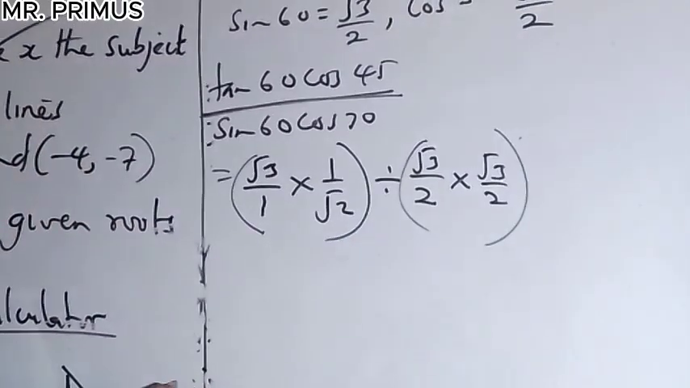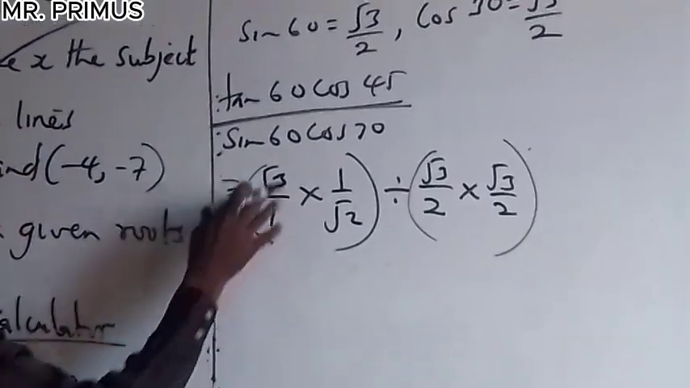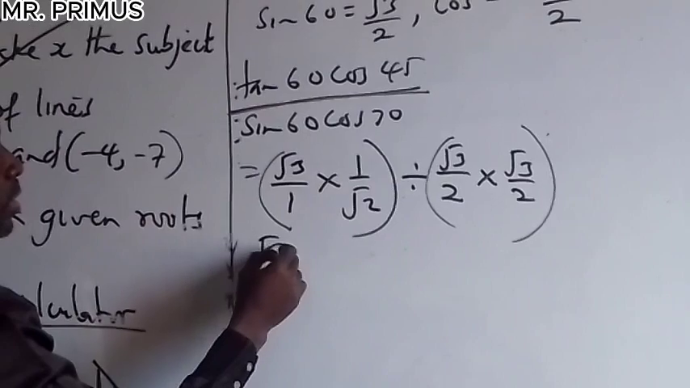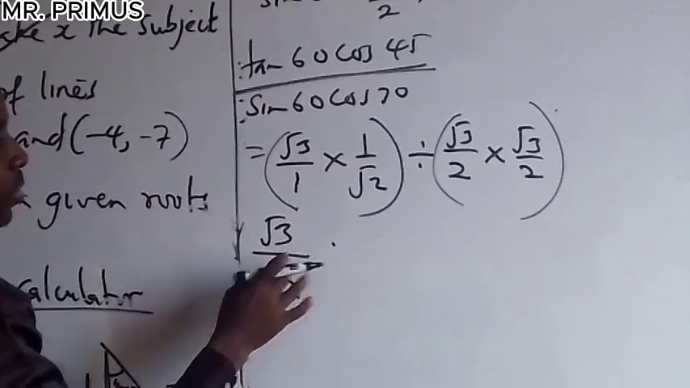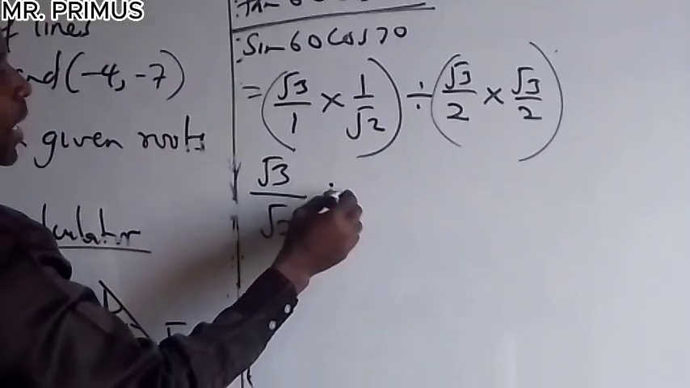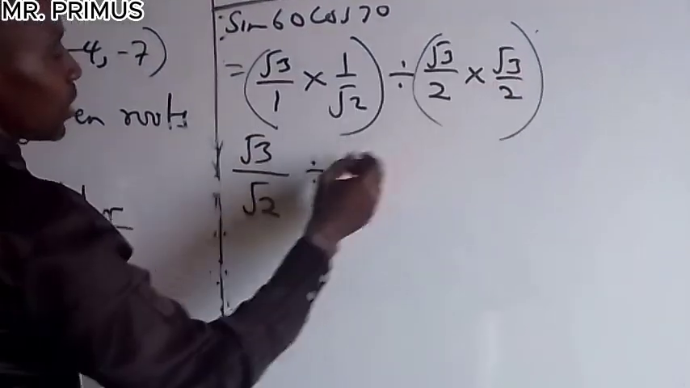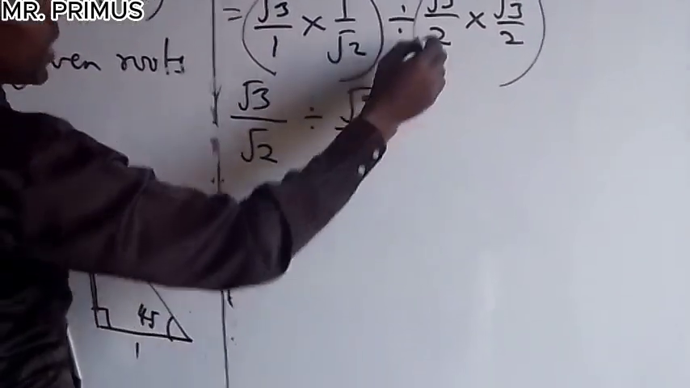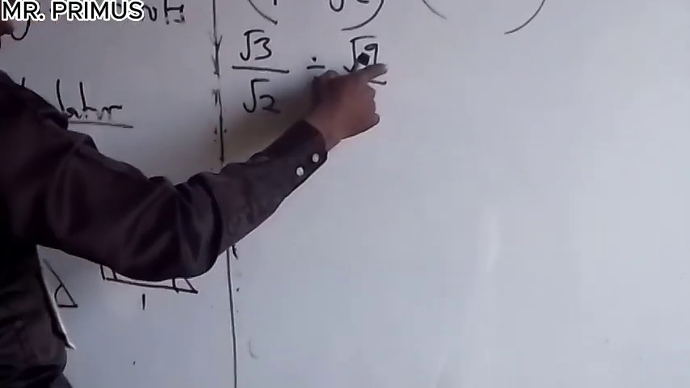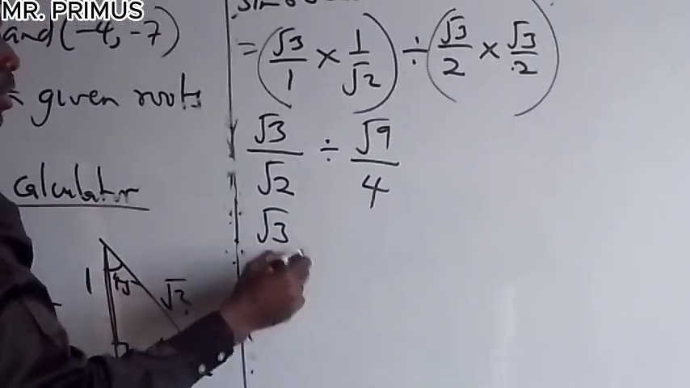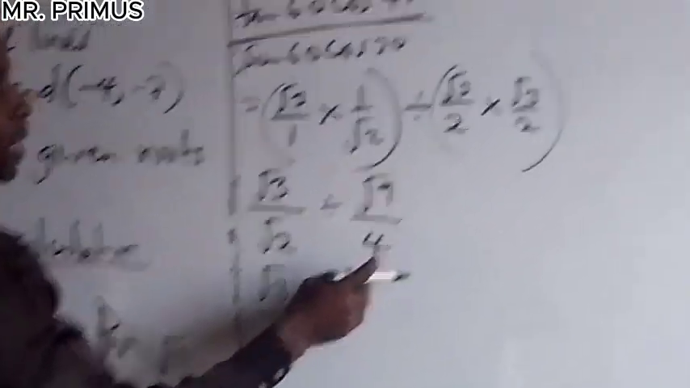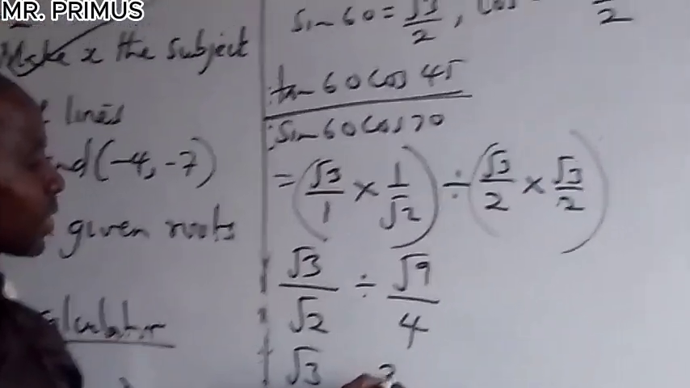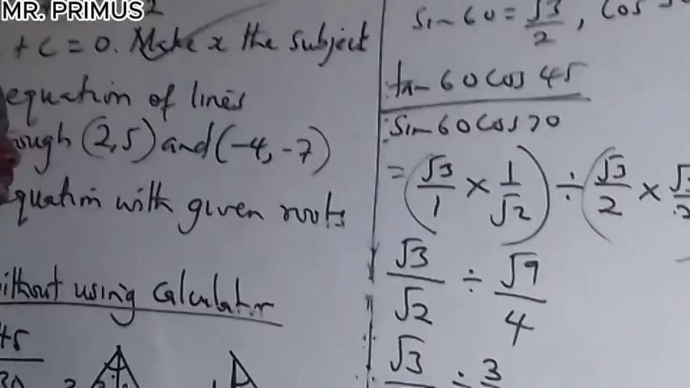So we solve this. This times this is root 3 over 1 times root 2, 1 times root 2, root 2, divided by root 3 times root 3 is root 9 over 2 times 2, 4. Square root of 9 is 3. So root 3 over root 2 divided by 3 over 4. Can you see it now?